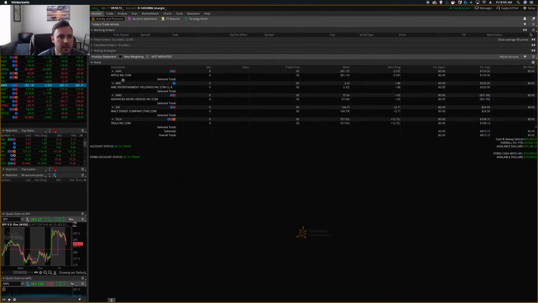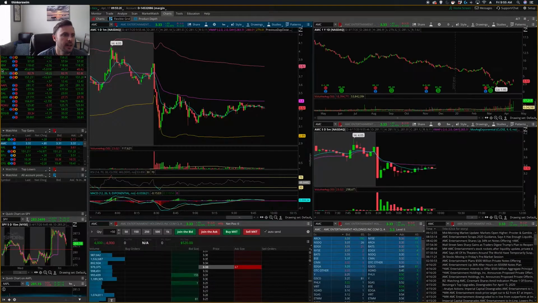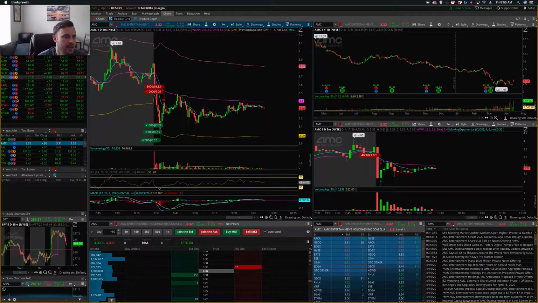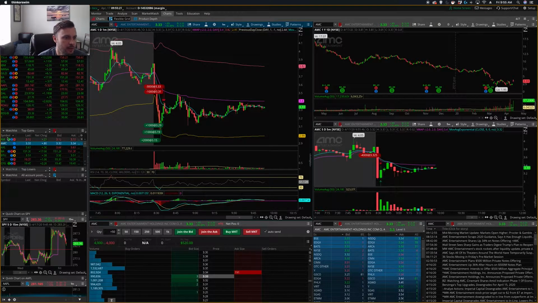Let's look at the next one. AMC, our winner for the day. So AMC pulled up on my scanner. I have my watch list for the day. I kind of plan the day. These are the stocks I plan on watching. And then I have my scanners running to look for top gainers and top losers. AMC popped up on the scanner.